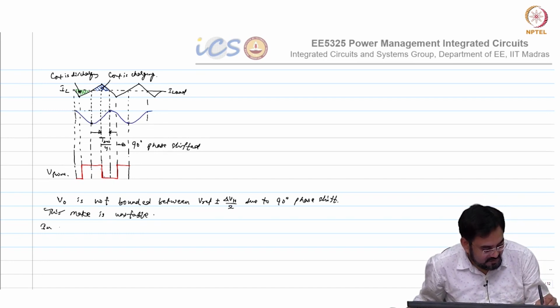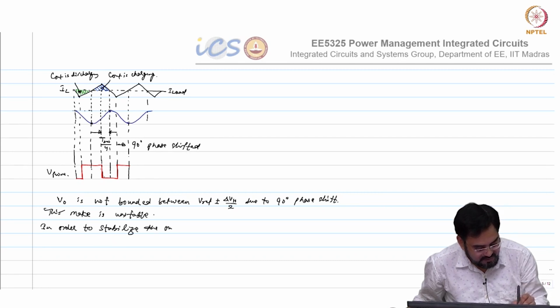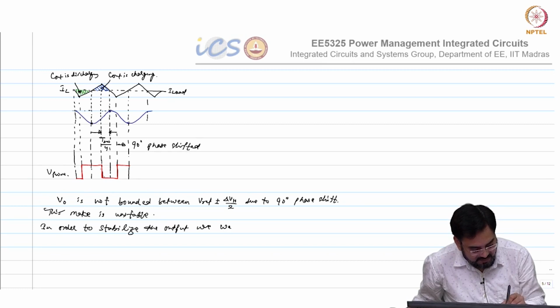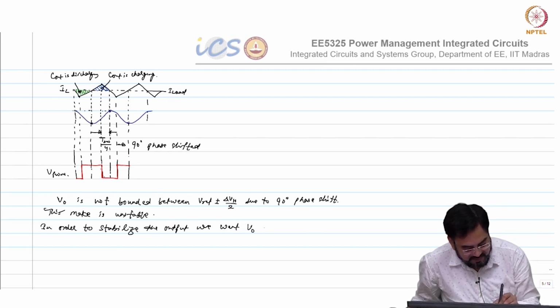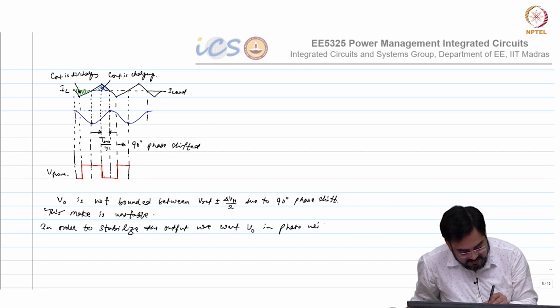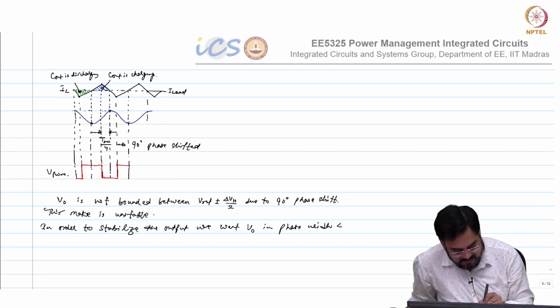So in order to stabilize the output, we want V out in phase with IL.